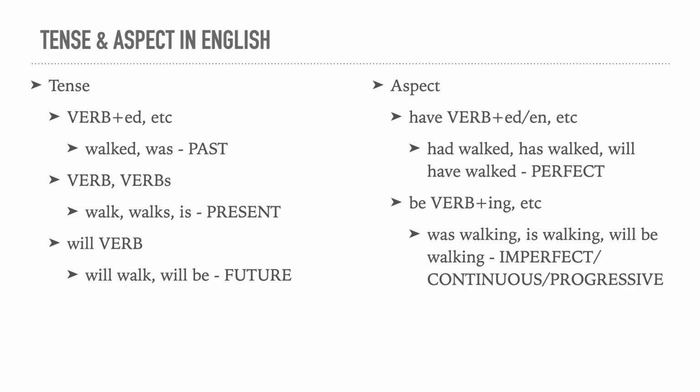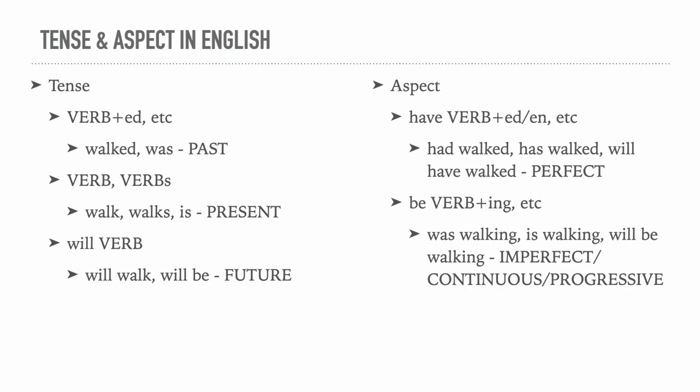the -ing form on its own. We always have that helper verb that comes before it. Am, is, will be, etc. So you can't say "I walking." You need that helper verb there, and it's on that helper verb that we actually get the tense information.